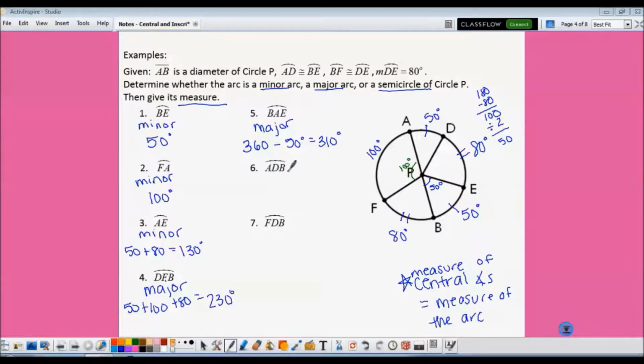Arc ADB, A to D to B. Well, that's exactly halfway, so it's a semicircle, which we know is automatically 180 degrees. Then FDB, definitely a major arc, and it's everything but this slice here, so 360 minus 80 means that's 280 degrees.